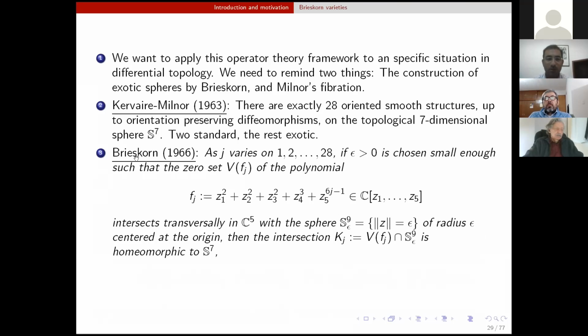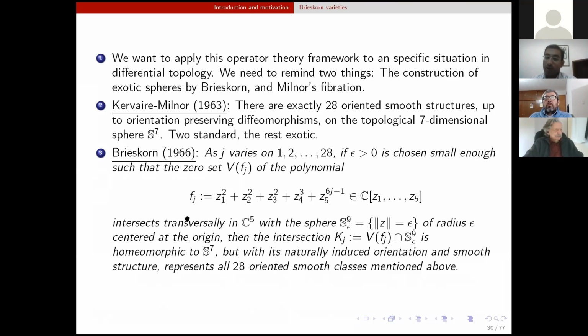But Brieskorn proved that this is homeomorphic to the 7-dimensional sphere. And this gives the list of all smooth structures on the 7-dimensional sphere. This was known before Brieskorn, that the intersection is homeomorphic to S^7. But what Brieskorn discovered is that, together with the naturally induced orientation and smooth structure that this intersection gets from your ambient space C^5, you get an induced orientation and a smooth structure from C^5. And Brieskorn proved that.